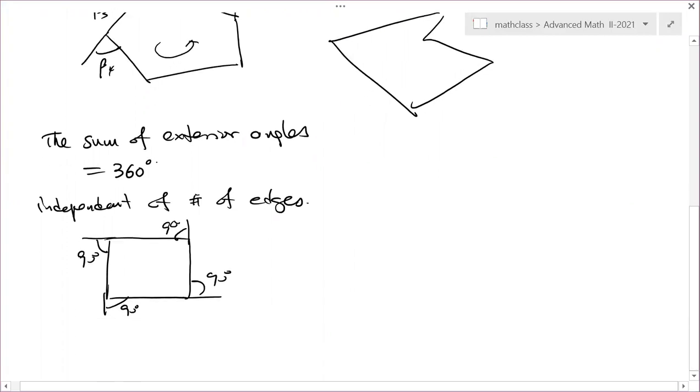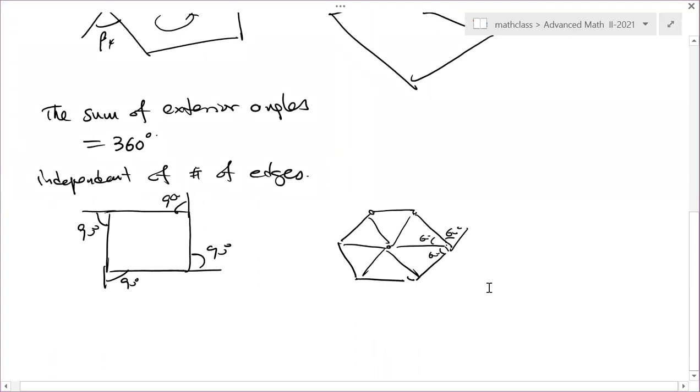And the regular hexagon, for example. How do I figure out the exterior angle of the regular hexagon? Some of you probably know that it consists of many equilateral triangles. So that would be 60 degrees, and that exterior angle will also be 60 degrees. How many exterior angles are there? 60 degrees with 6 exterior angles, so 360 degrees again. That's the sum of the exterior angles.